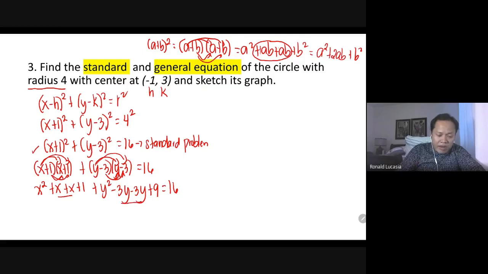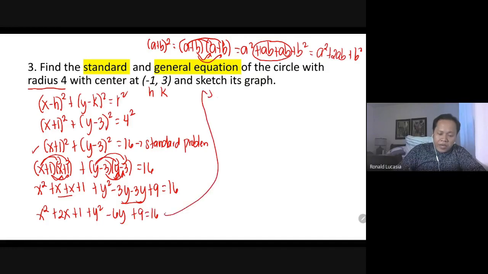Ngayon ito, similar ulit. Ito din similar. So copy ko lang si x squared. X plus x, that's 2x. Bring down 1. Bring down y squared. Negative 3y minus 3y, that's negative 6y. Plus 9 equals 16. Okay? So copy ko lang, x squared plus 2x plus 1 plus y squared minus 6y plus 9 equals 16.